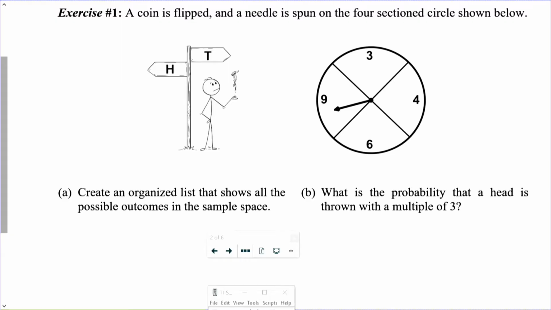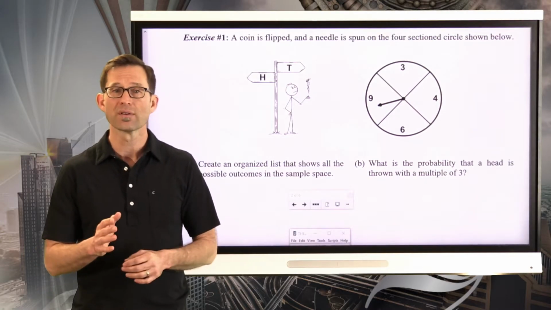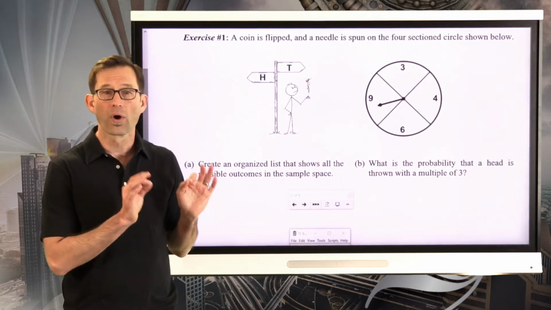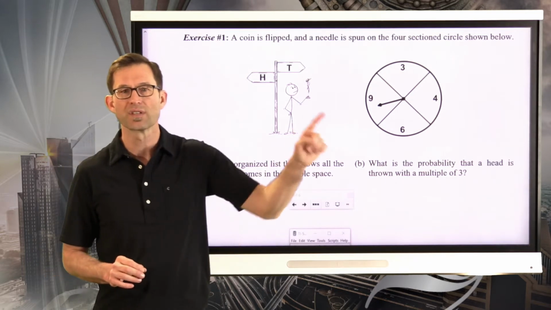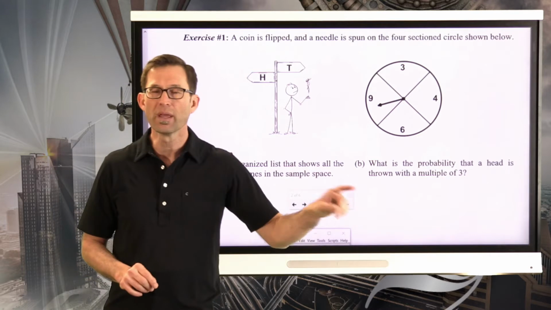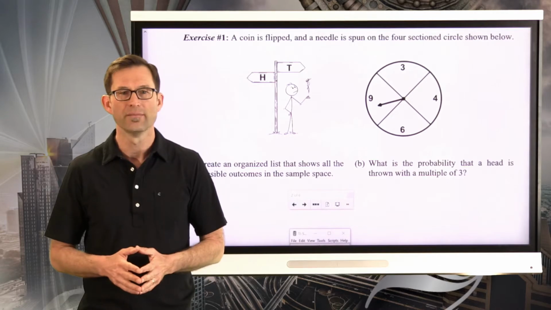Let's take a look at our first compound event, which will be 2 stages. Exercise number 1. A coin is flipped and a needle is spun on the 4-sectioned circle shown below. Letter A, create an organized list that shows all the possible outcomes in the sample space. And letter B, what is the probability that a head is thrown along with a multiple of 3? Well, this is really what we did in the last lesson. So pause the video now, try to create an organized list that shows all of the equally possible outcomes that could occur in this 2-stage event. Then, in letter B, try to find the probability that we got a head along with a multiple of 3.